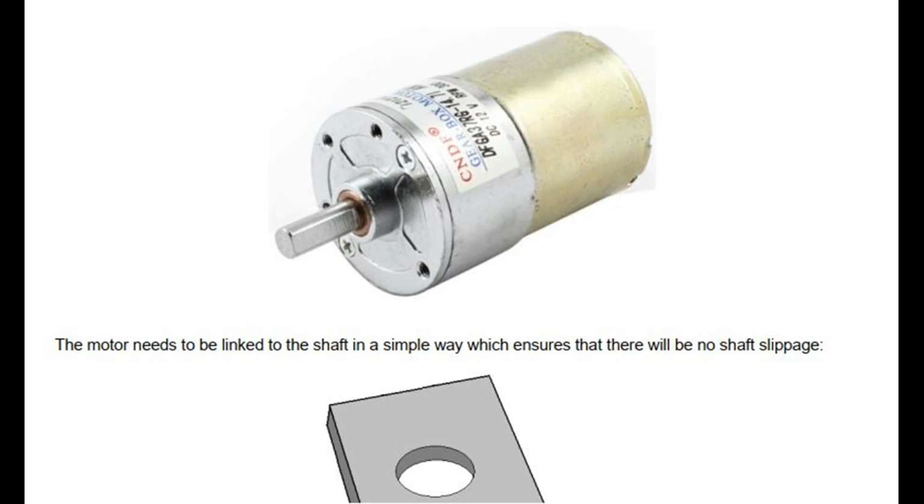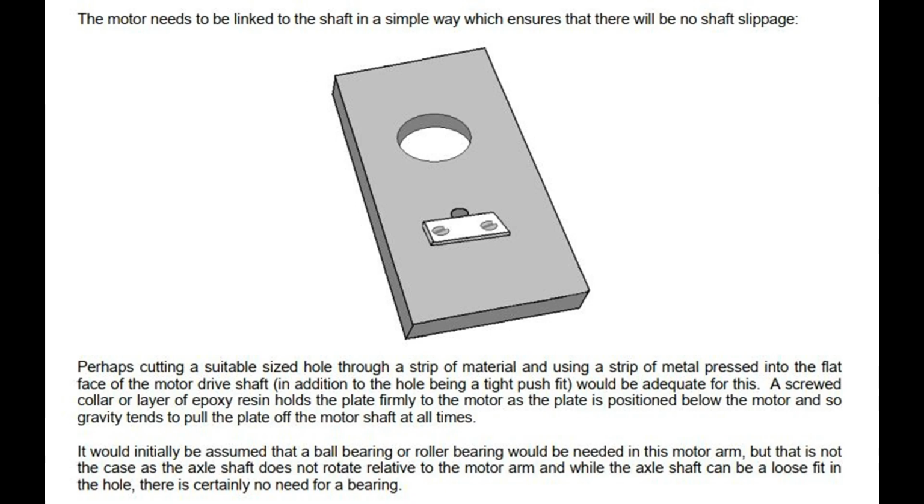The motor needs to be linked to the shaft in a simple way which ensures that there will be no shaft slippage. Perhaps cutting a suitable sized hole through a strip of material and using a strip of metal pressed into the flat face of the motor drive shaft, in addition to the hole being a tight push fit, would be adequate for this.